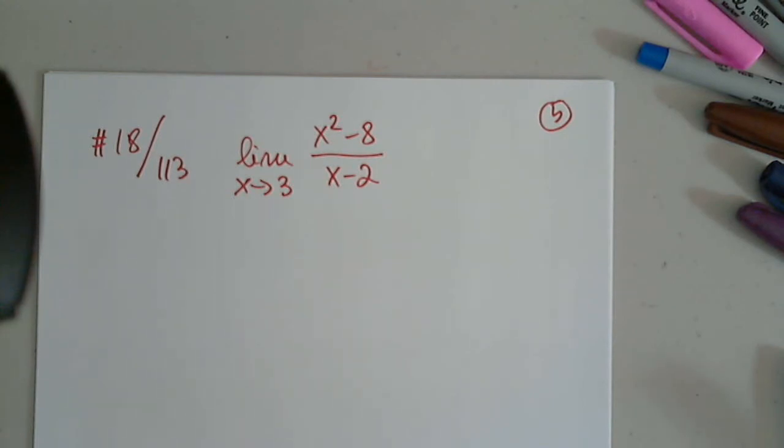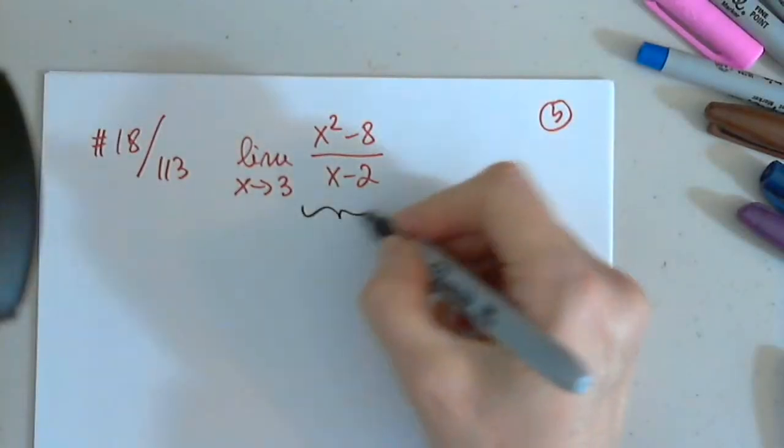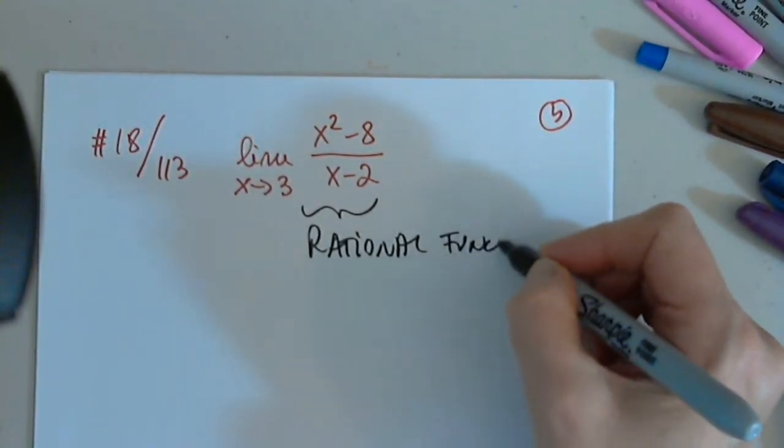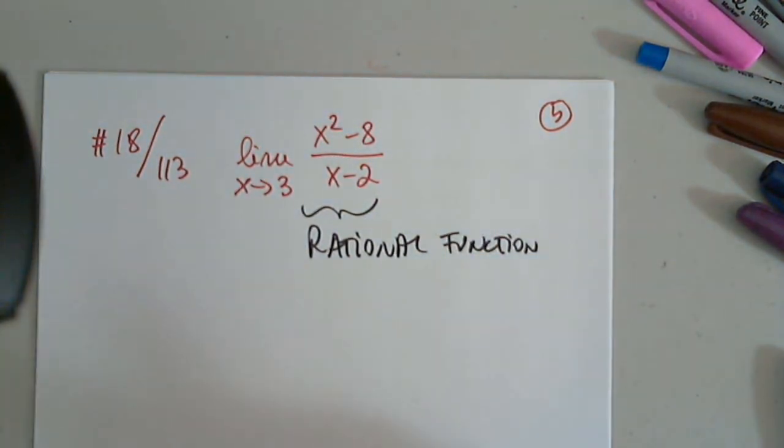What type of function is it? Is it quadratic? Rational function. This is a rational function. And yes, we will look at 36 after that, when we get to that, sure.